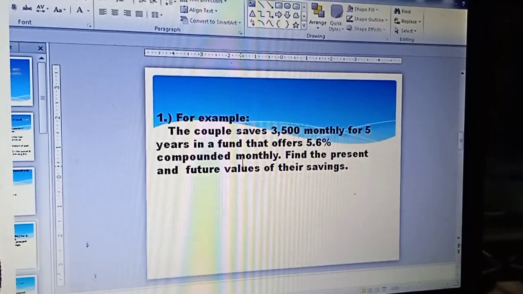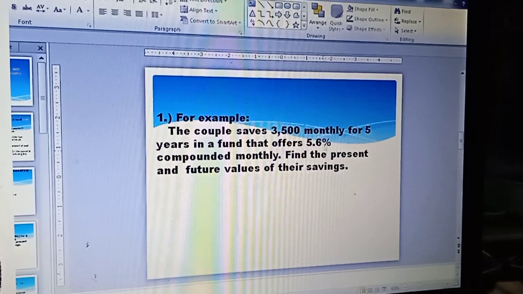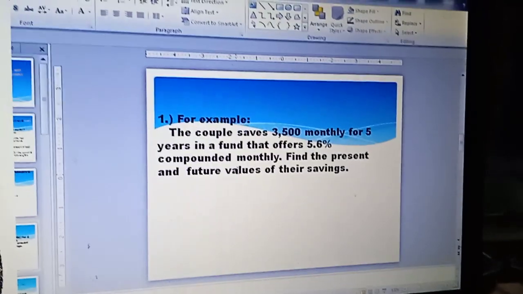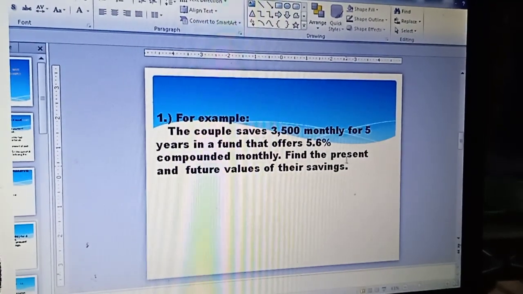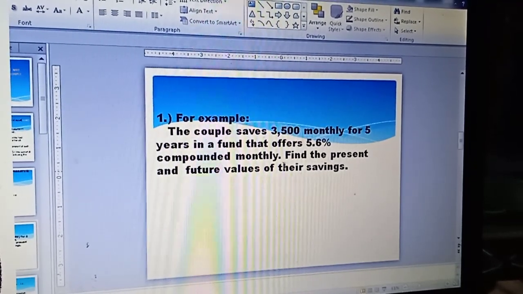For example, a couple saves 3,500 pesos monthly for 5 years in a fund that offers 5.6% compounded monthly. Find the present and future values of their savings.